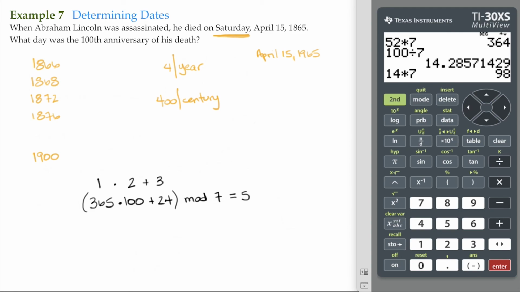So then to determine the day that the 100th anniversary was on, we just count off 5 days from Saturday. So we go Sunday, Monday, Tuesday, Wednesday, Thursday. So it was on a Thursday.